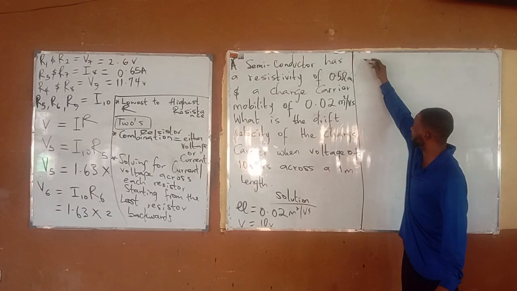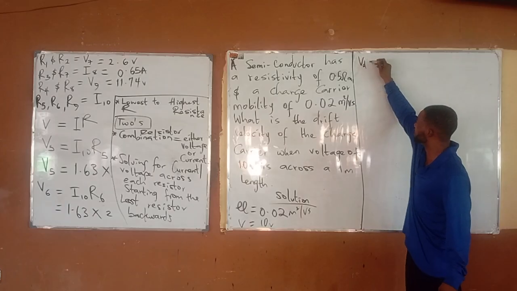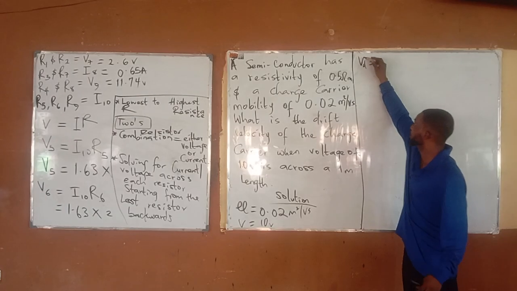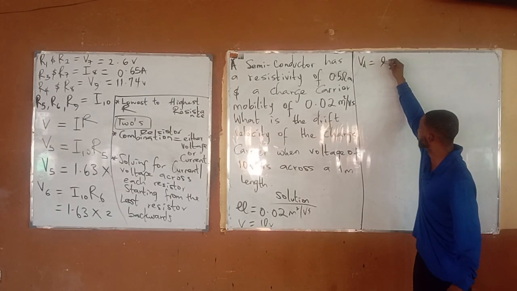So I have this. Now, please, do you remember that we have a formula for drift velocity? When we checked in our last class, we got a formula that gave us mu E.